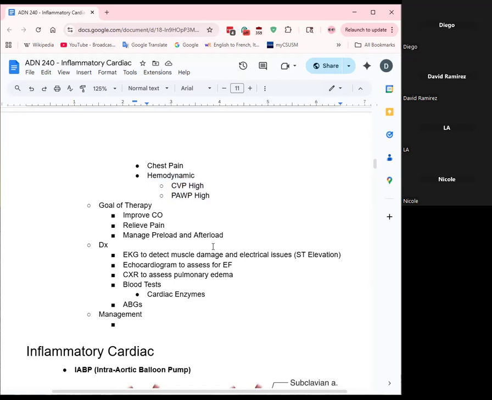The goal of therapy is increasing that cardiac output, relieving some of that pressure in the chest. And we're going to be doing that by managing that preload, afterload, and improving the contractility of the heart.